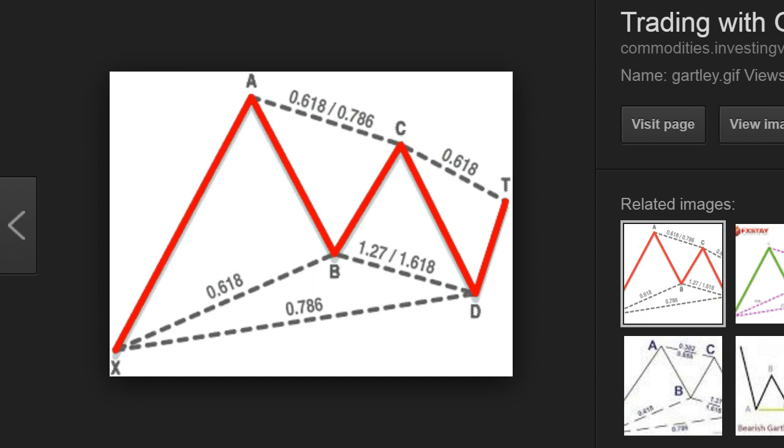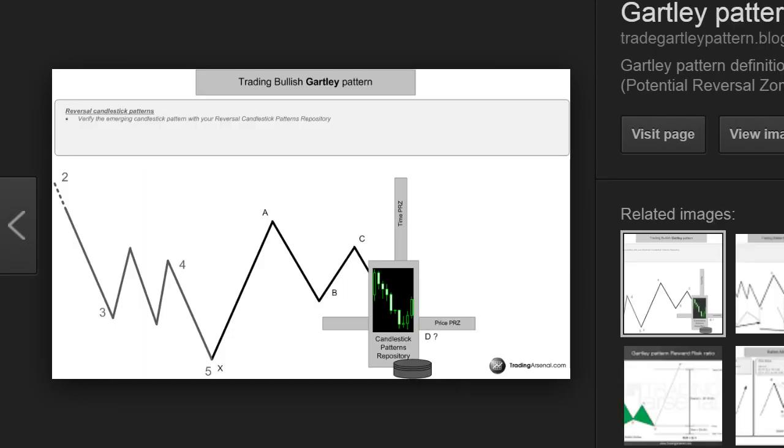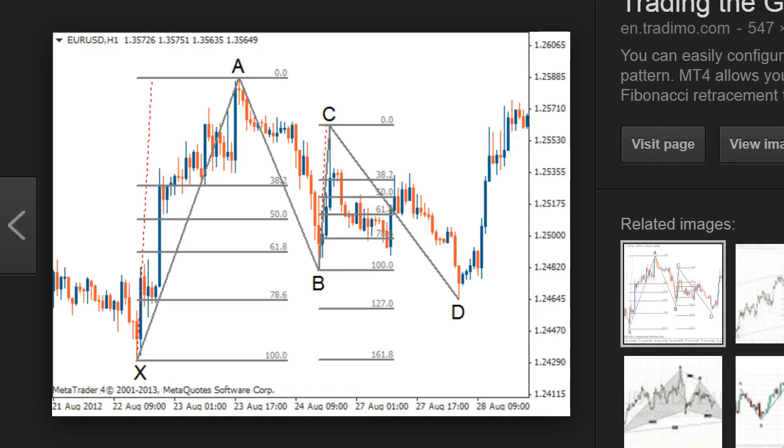Just trade Gartley patterns. Don't trade ciphers, don't trade crabs, don't trade batwings, don't trade mouse traps. It's a mouse trap. Here you go, D. So we buy D, easy money. Easy, quick and dirty money.